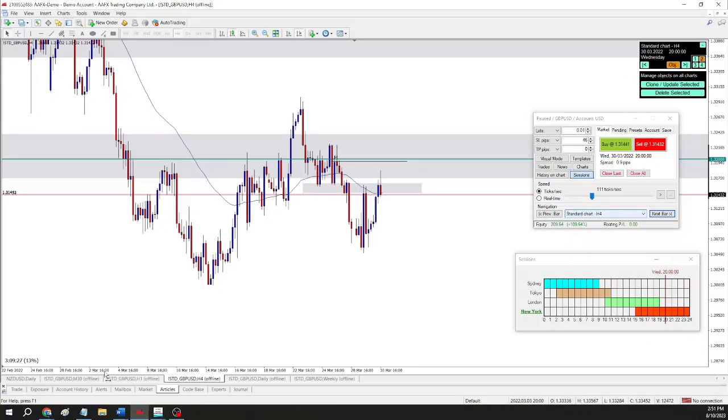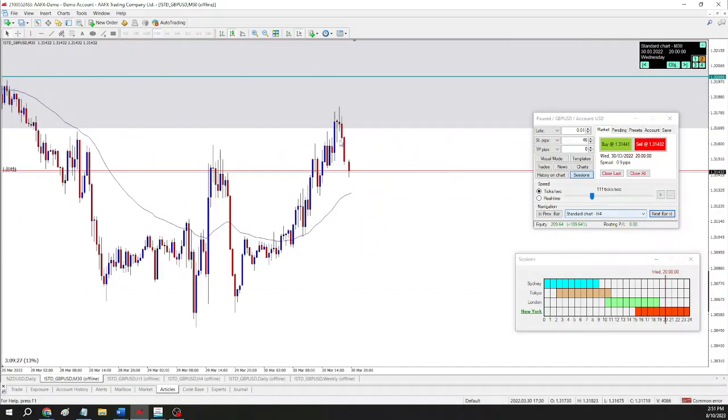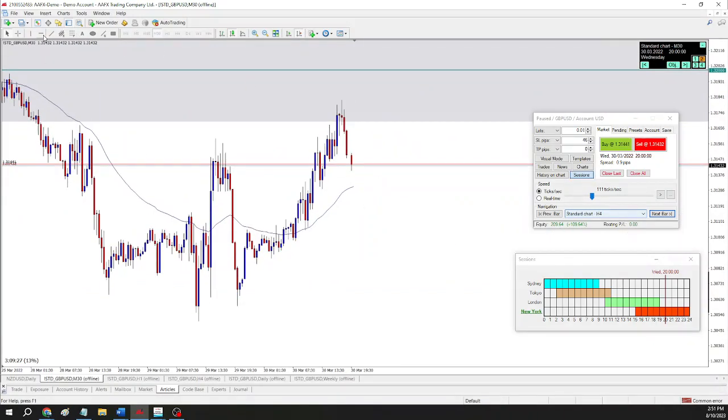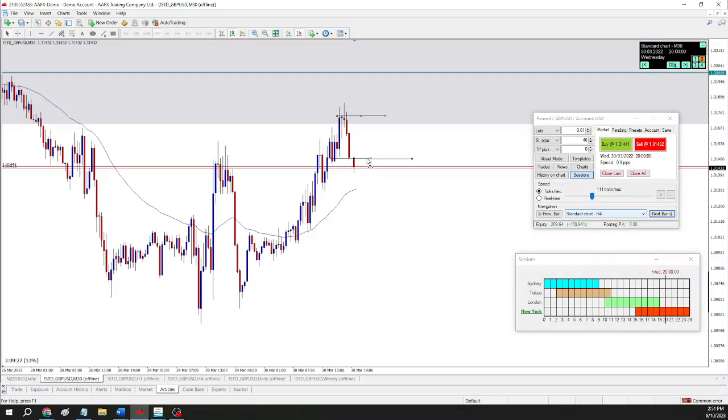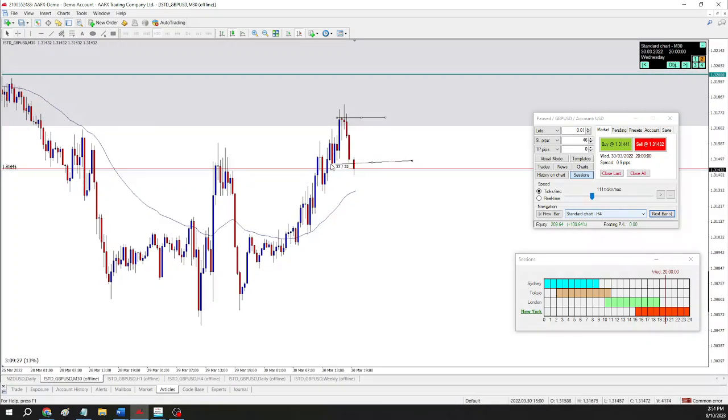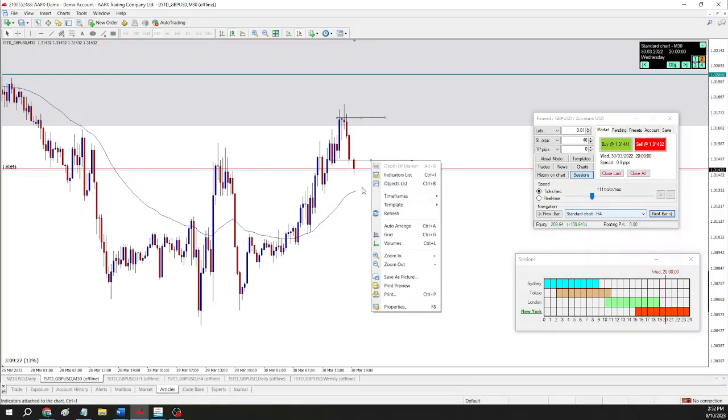Now, what I'm looking for is a shift of structure on the 30 minute. So basically, let's go to the 30 minute. So yeah, right here, price made a higher high, and this was the higher low right there. When I say shift of structure, I basically mean that I want the structure to shift from bullish to bearish or from bearish to bullish. So right here, it is switching from this.